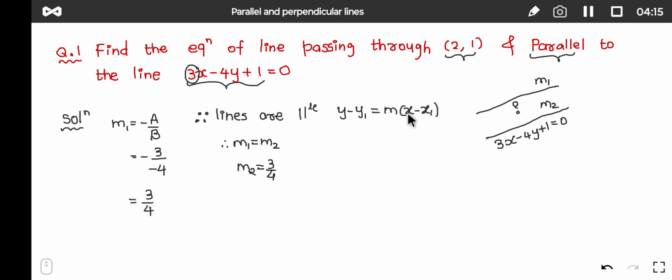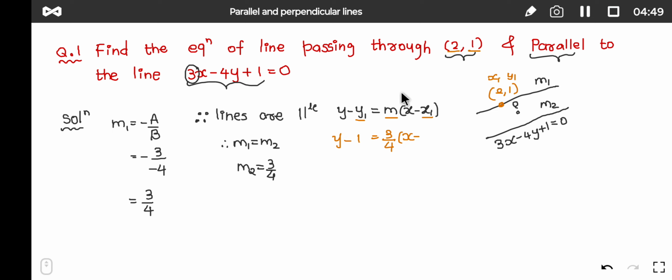We have to substitute the values of x1, y1 and m to find the equation of the line. x1 and y1 come from the point through which the line is passing. In the question it is given that the line is passing through the point (2, 1). So this is our value of x1 and y1, and the slope we already got is 3 by 4. So y minus y1, which is 1, is equal to m, which is 3 by 4, into x minus x1. So x1 is 2.